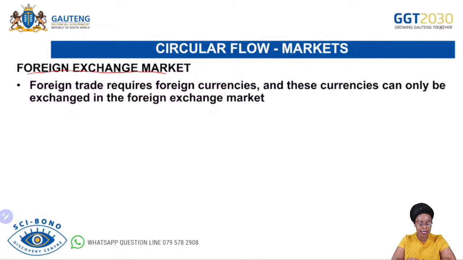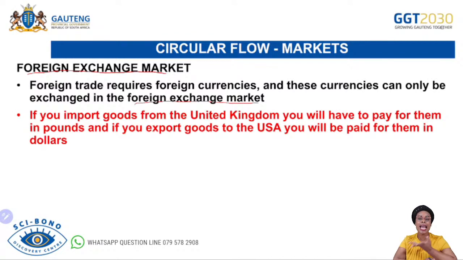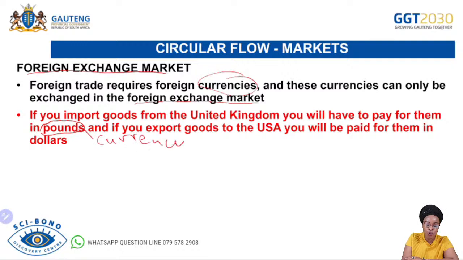So foreign trade requires foreign currencies, and these currencies can only be exchanged in the foreign exchange market, like I have explained. Here is an example. If you import goods from the United Kingdom, you will have to pay them using what? Pounds. So I mentioned the currencies here. A pound is a currency for UK. So if we export goods to the USA they will have to pay us in dollars.